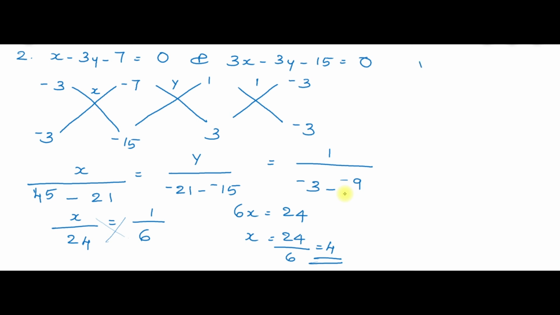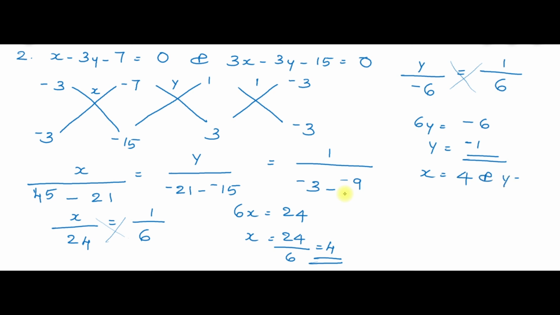Then picking up the y terms, y divided by minus 21 minus minus 15, which is equal to y divided by minus 6, which is equal to constant term 1 by 6. Again cross multiplying, 6y equal to minus 6, y equal to minus 6 by 6, which is equal to minus 1. So you got x as 4 and y as minus 1.